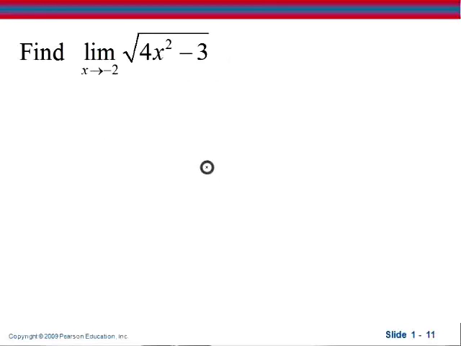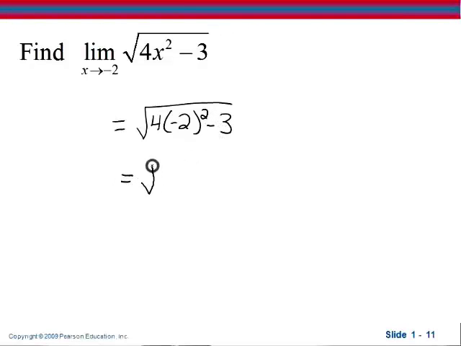Now this is a limit of a root function. By applying the limit laws, we can do the same thing. The limit as x approaches negative 2 of the square root of 4x squared minus 3. Since negative 2 is in the domain of this function, we can just substitute in negative 2 for x. So this will be the square root of 4 times negative 2 squared minus 3.